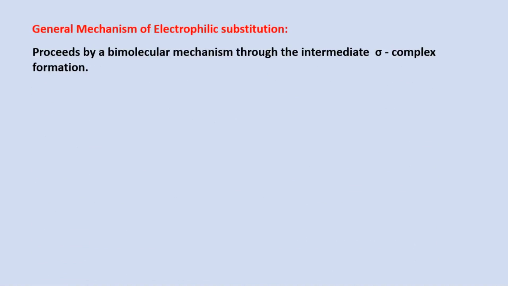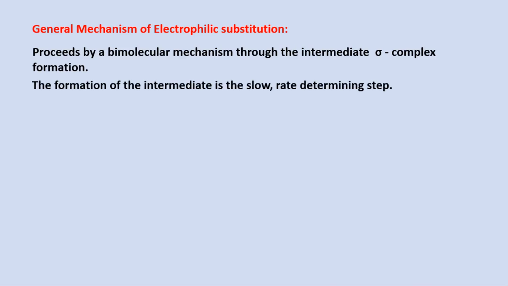Now let us consider the general mechanism of electrophilic substitution reaction. It proceeds via a bimolecular mechanism through the intermediate sigma complex formation. Now let us see how it is a bimolecular mechanism. When we consider the formation of the intermediate sigma complex, that is the slow rate determining step. In this formation, both the substrate as well as the electrophile are involved.